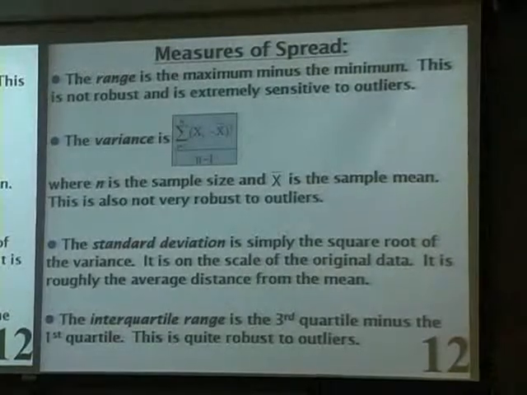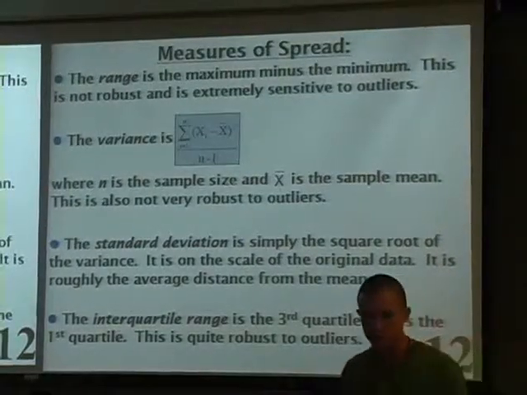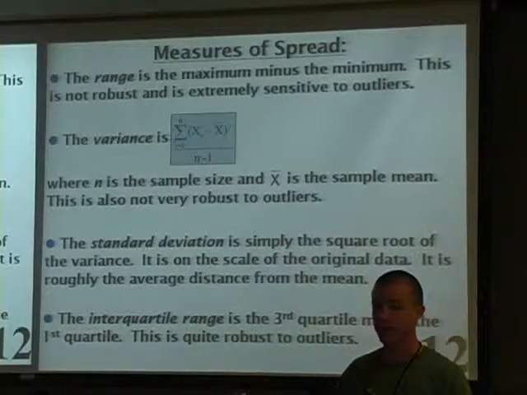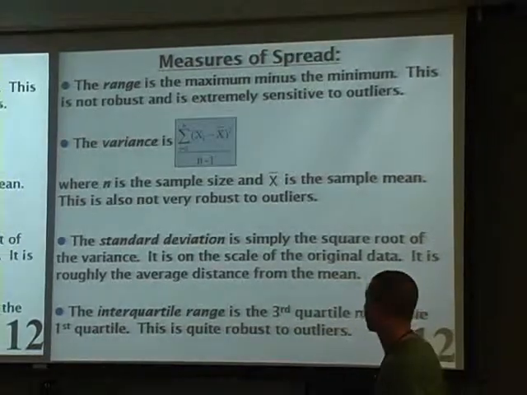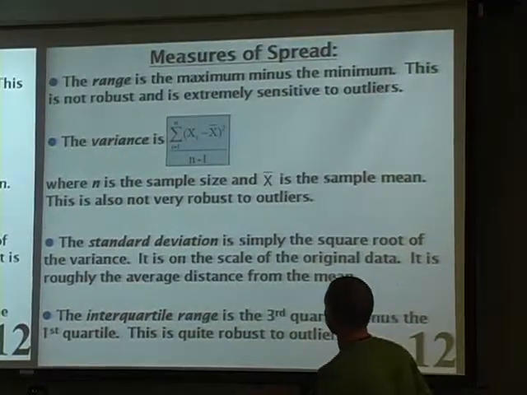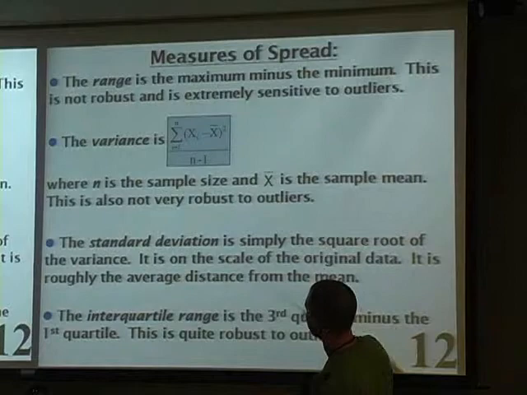And if you get a lot of data, either the range blows up or the range is 1 because the data lives on 0 to 1. It's just not that useful. Variance and standard deviation are the two most common measures that you'll see. Usually standard deviation, which is just the square root of the variance.